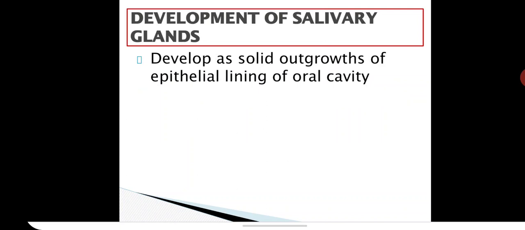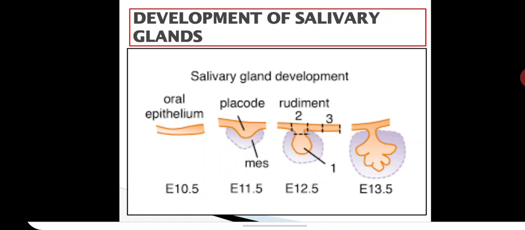The salivary glands develop as solid outgrowths of the epithelial lining of the oral cavity. So from the epithelium of the oral cavity, they develop as solid outgrowths. You are seeing in this picture the oral epithelium outgrowing into the surrounding mesenchyme, forming in the beginning a rudimentary bud-like structure, and simultaneous branching gives rise to the branching of the ducts, and lastly alveolar cells will be formed.